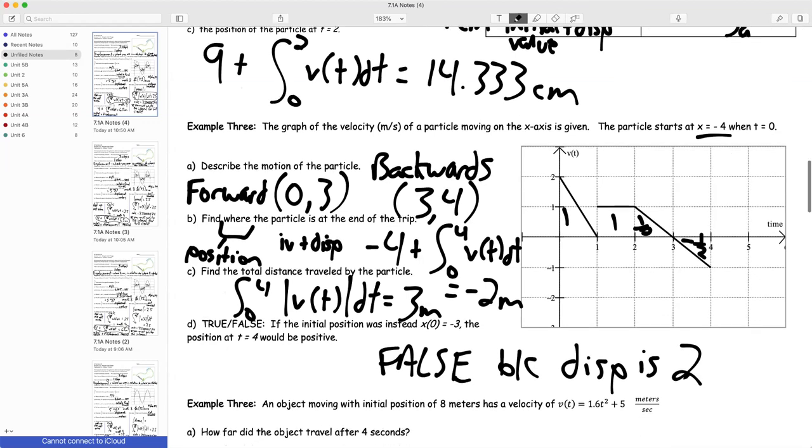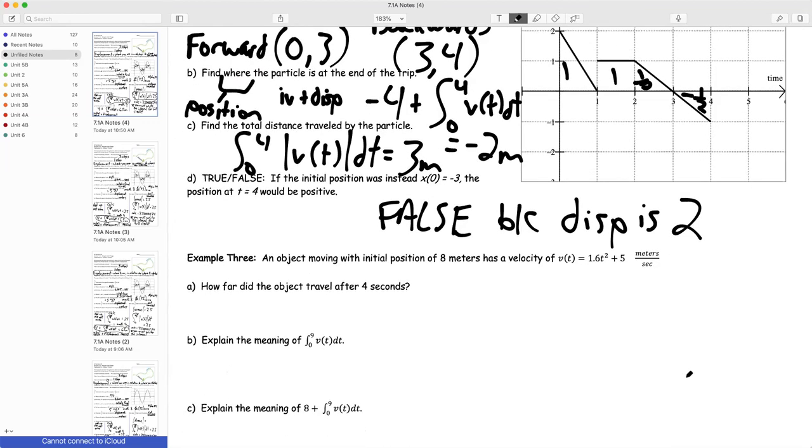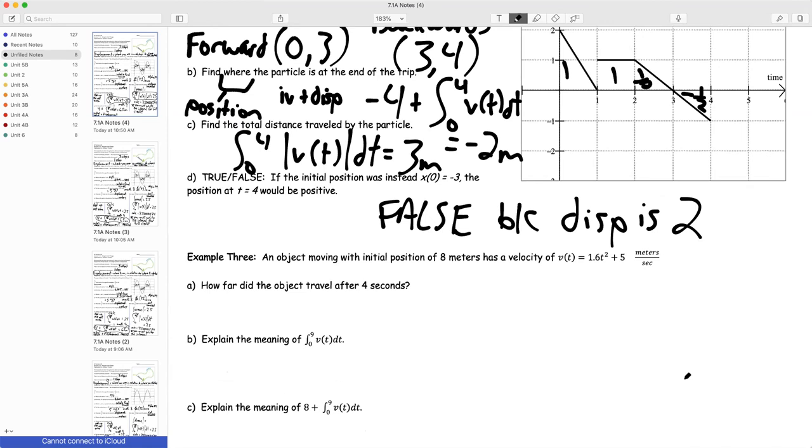Here we go, last example. An object moving with initial position of 8 meters has a velocity of v of t is equal to 1.6 t squared plus 5 meters per second. How far did the object travel after 4 seconds? So this is a total distance question. I need the integral from 0 to 4 of the absolute value of v of t dt. So you take it from there, take your little calculadora.